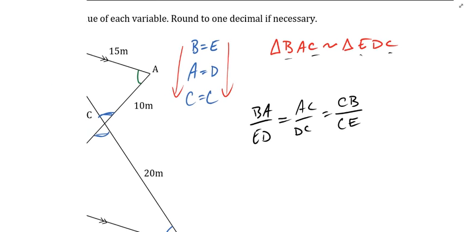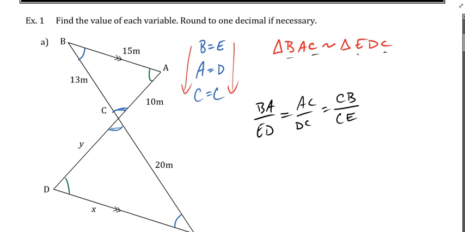What's the last step? Noah, what do you think? Plug in the numbers. Awesome. So let's do that. AB or BA is 15. And ED is X. AC is 10. DC is Y. Some people got the proportionality statement written properly and then subbed in wrong. CB is 13. And CE is 20.